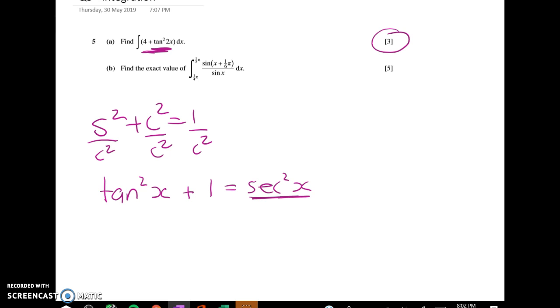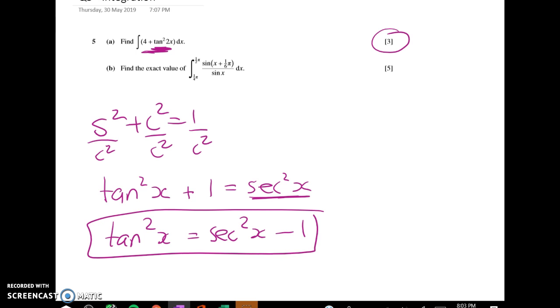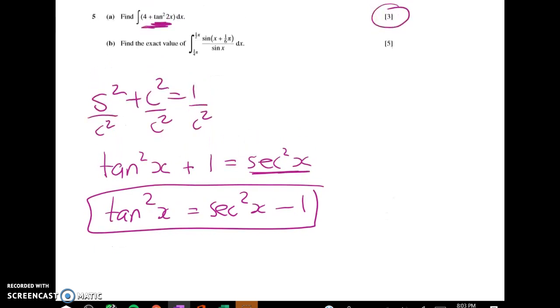Now we know that sec squared is really easy to integrate, and that's why whenever we see a tan squared, we're going to use this identity. Or you can do what I did in class and do it a slightly different way. But usually, if I see tan squared, I'm going to do this. Tan squared x is equal to sec squared x minus 1. So let's just park that there, and now we're going to start integrating.